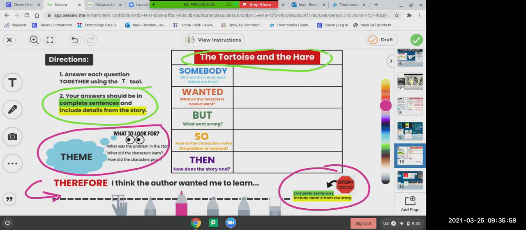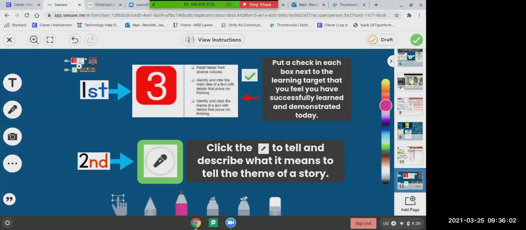When you get done, on slide number 11, you can reflect on your success today. Were you able to retell the plot? Were you able to identify the theme? Tell me how you did today on slide number 11. That is our work for today.